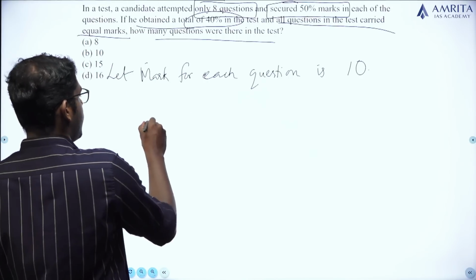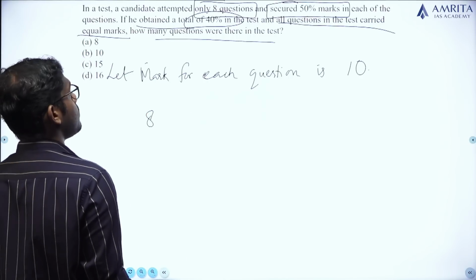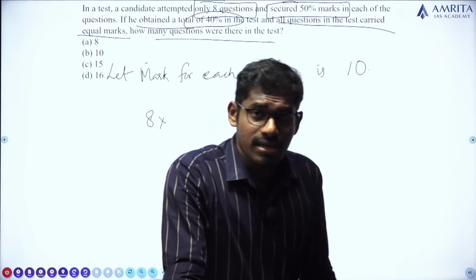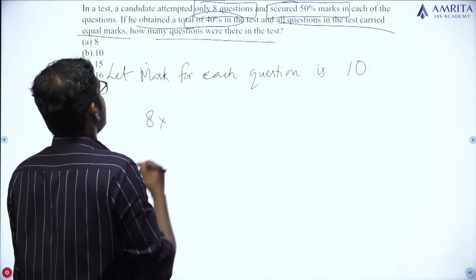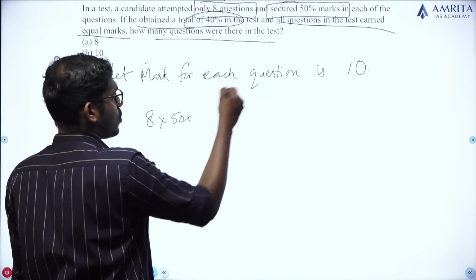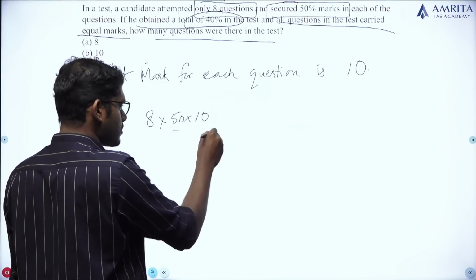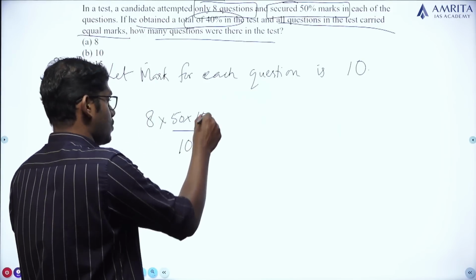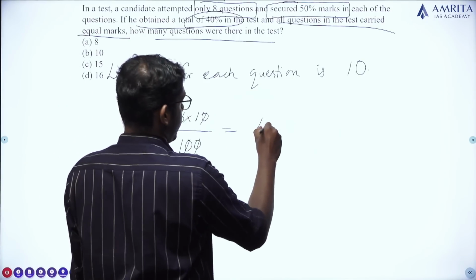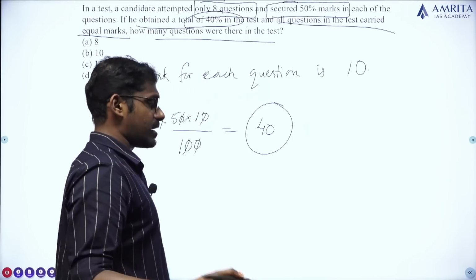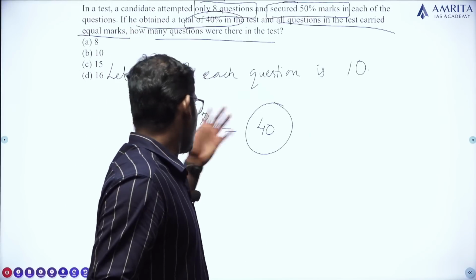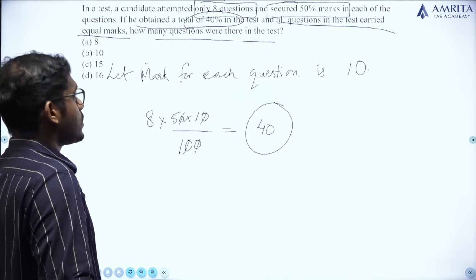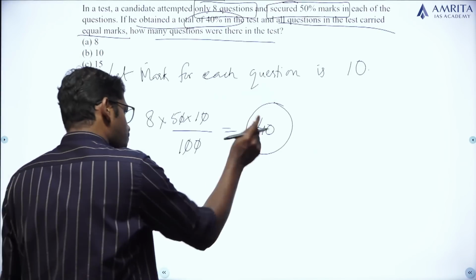Clear? Okay. So the student has attempted only 8 questions and secured 50% marks in each of the questions. So 50% of each question carrying 10 marks, 50% of 10 marks is, we know, 5. So the marks obtained by the student is 40. 8 into 5 is 40. Clear? Okay.